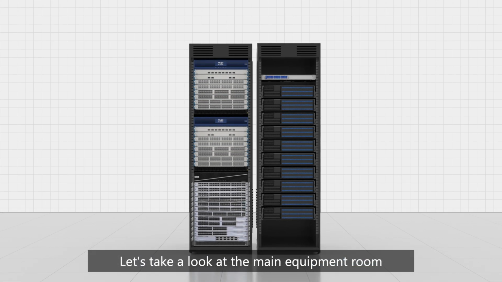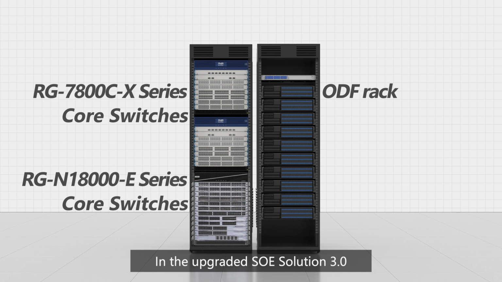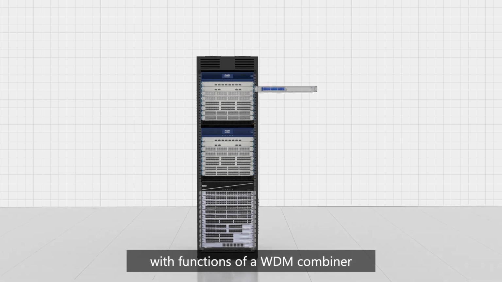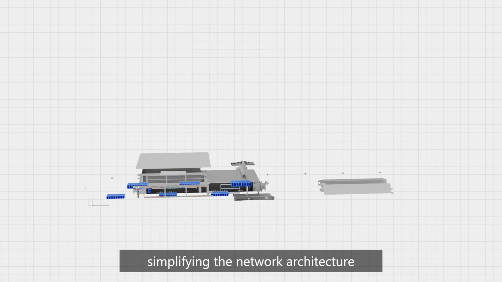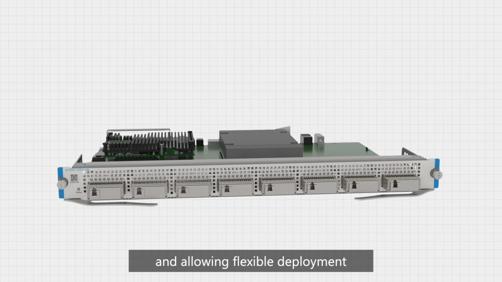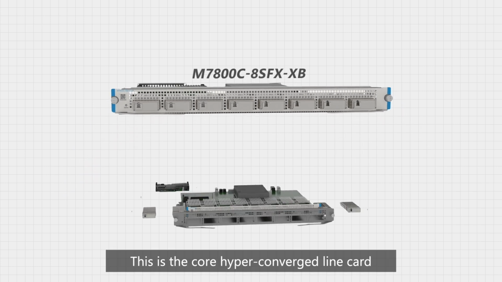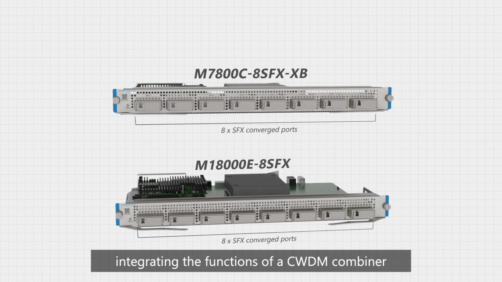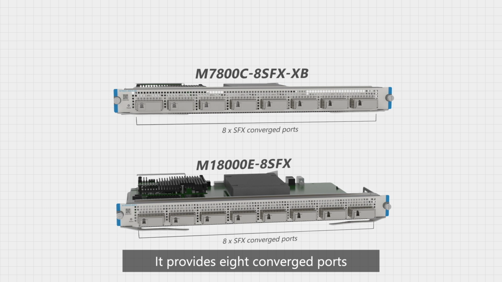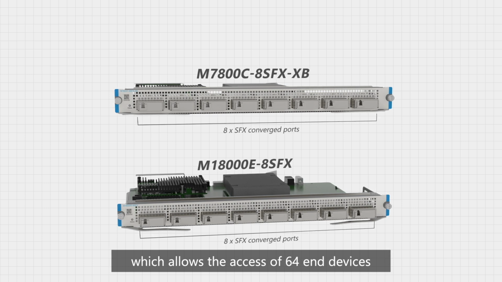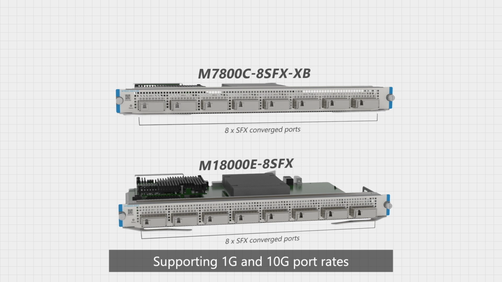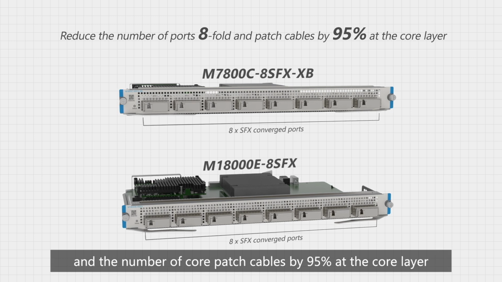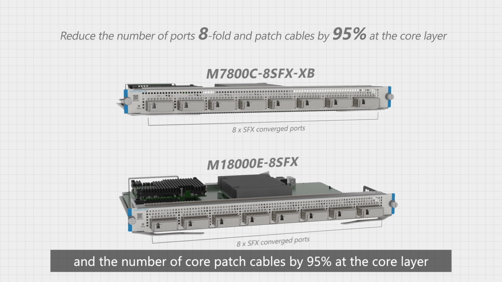Let's take a look at the main equipment room. In the upgraded SOE Solution 3.0, the traditional switch fabric unit is integrated with functions of a WDM combiner, simplifying the network architecture and allowing flexible deployment. This is the core hyper-converged line card integrating the functions of a CWDM combiner. It provides 8 converged ports, which allows the access of 64 end devices. Supporting 1G and 10G port rates, this line card reduces the number of ports by 8 times and the number of core patch cables by 95% at the core layer.